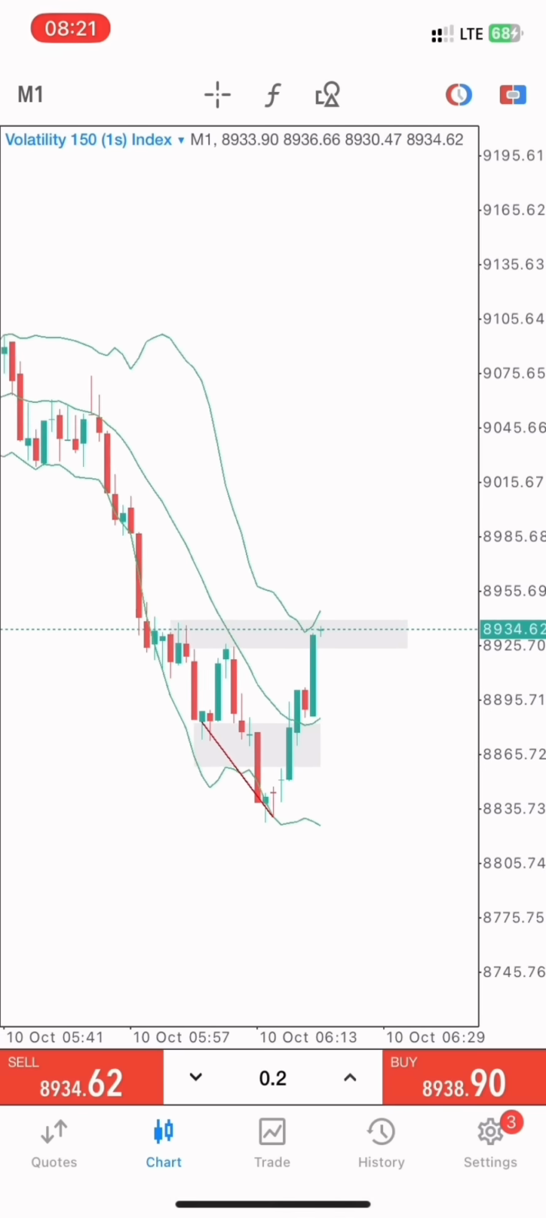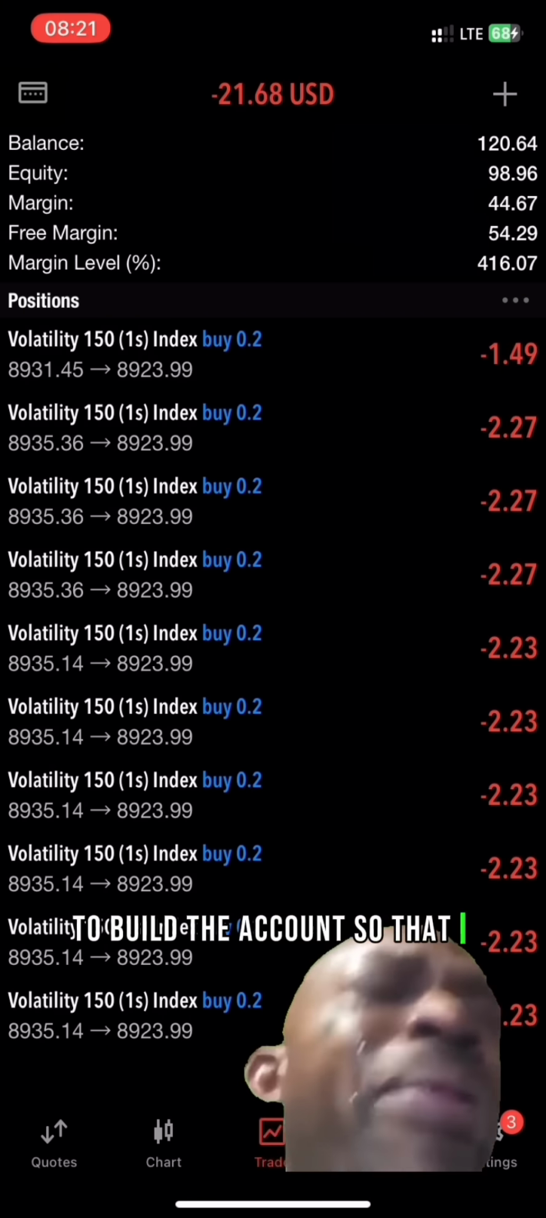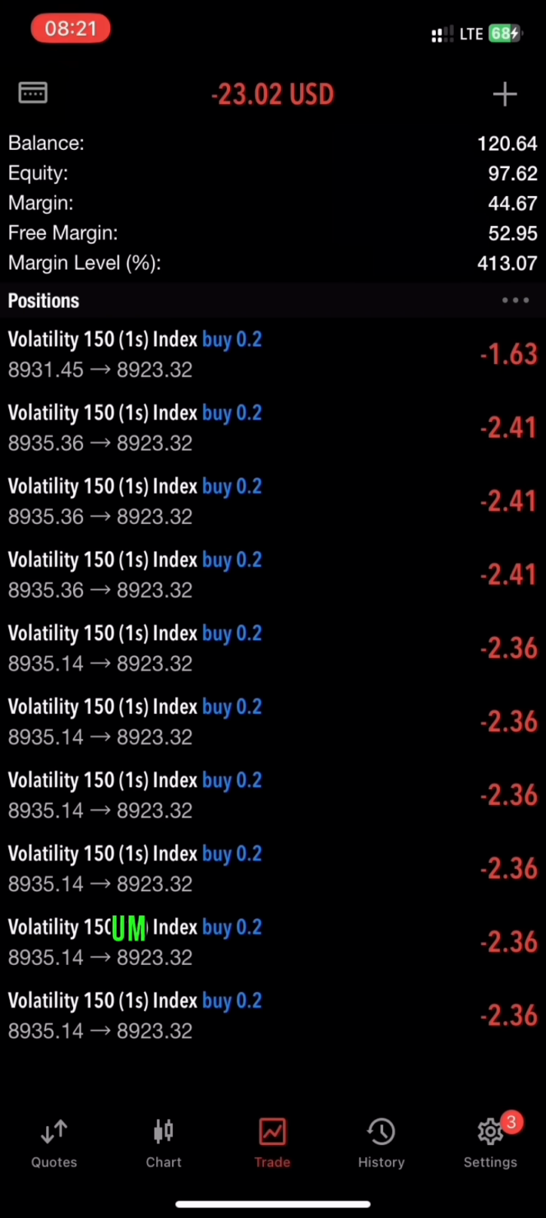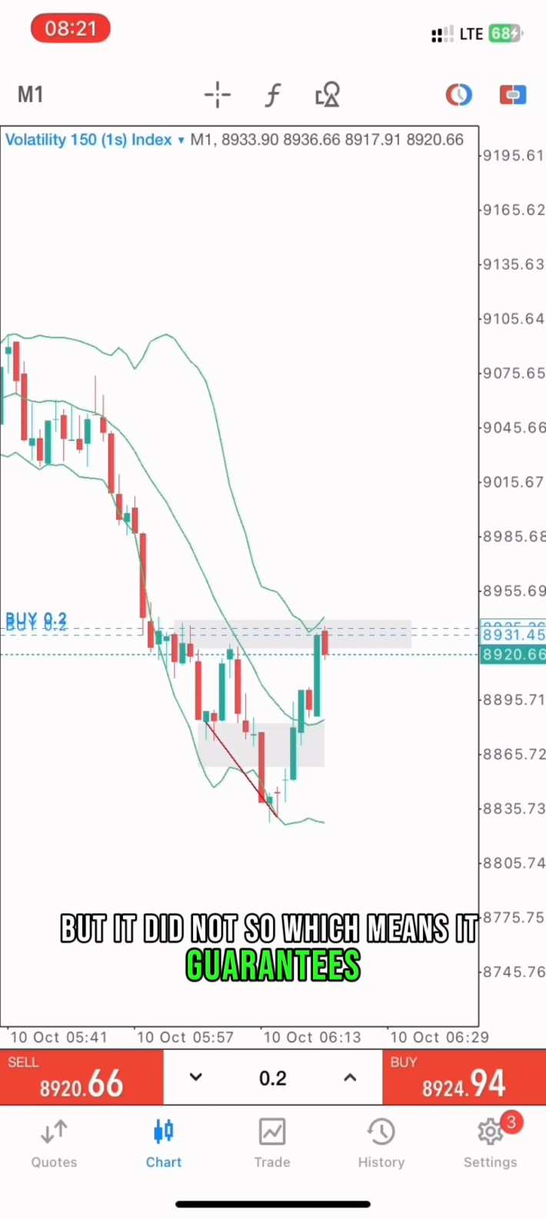So I've ended again, because it hasn't touched the top Bollinger Band part. It hasn't, and it has to. It's compulsory. It has to touch the top Bollinger Band part. It has to. So I've closed my trade to build the account and again. If it had touched the top Bollinger Band part, then my trade would have been over, but it did not. Which means it guarantees there's still more bullish power.